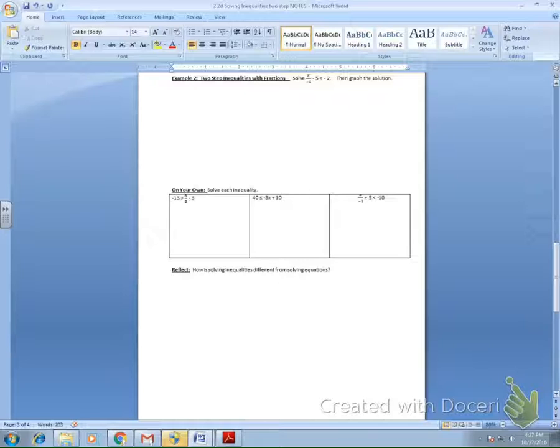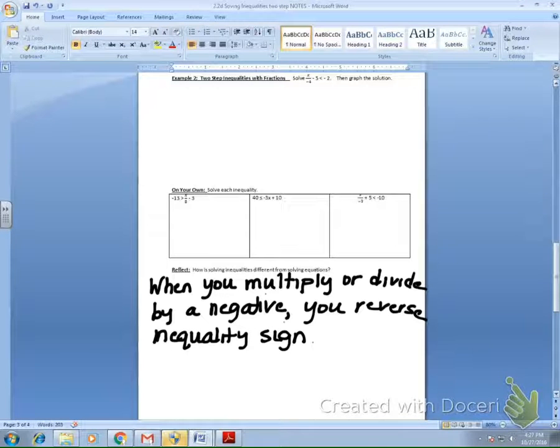Alright, so on the reflection, one of the second to last things in your notes says, how is solving inequalities different from solving equations? The main difference is, and you should know this, when you multiply or divide by a negative, you reverse the inequality sign. So I'll go ahead and write that down, and you can write it down as well. When you multiply or divide by a negative, you reverse the inequality sign.